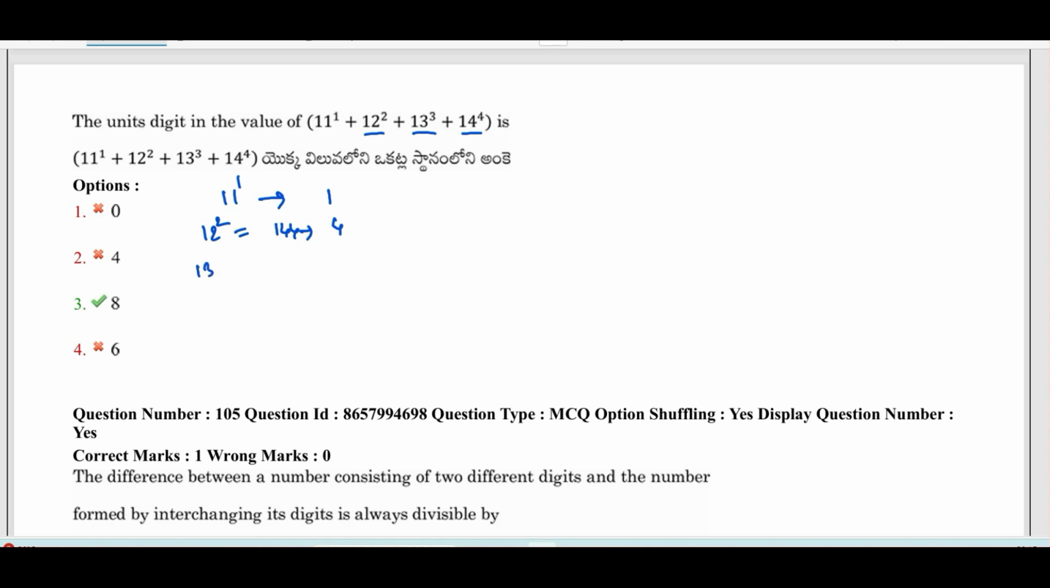Then 13 cube. 13 cube is what? 13 cube's one's place digit is what? One's place digit of 3 cube. 3 cube ends with 27. So it ends with 7. So unit place digit of 13 cube is also 7.